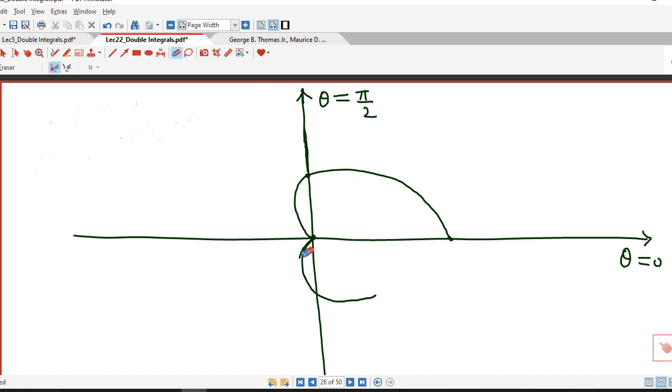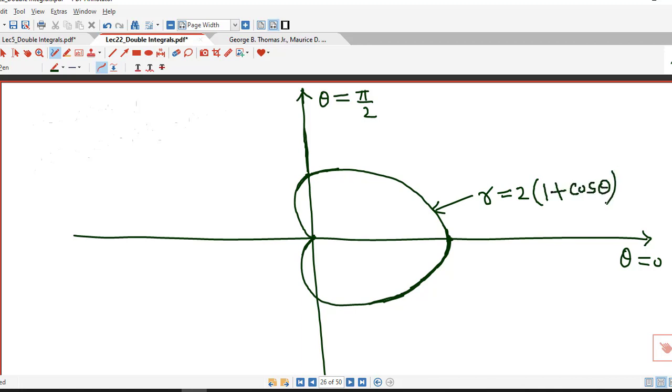It is symmetrical about the x-axis, so it will look like a mirror image of the cardioid which is above the x-axis. Okay, so this is just a rough sketch. We have r equal to 2 into 1 plus cos theta. So this is the cardioid r equal to 2 into 1 plus cos theta.